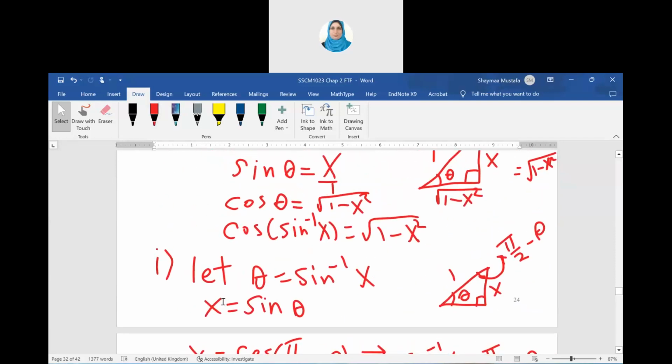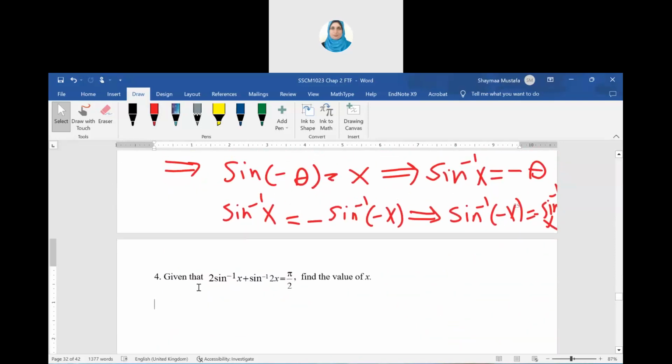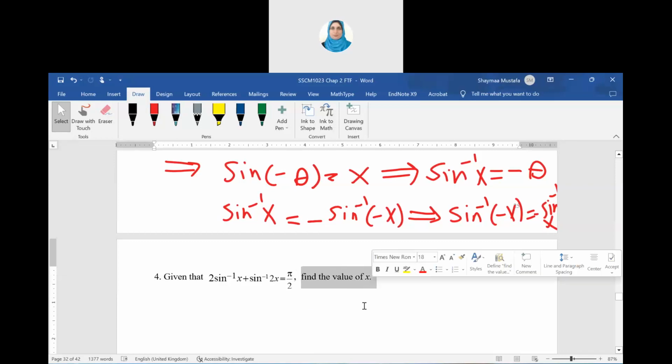So the previous question we proved. In this example, we need to find the value of x that makes this relation true. So here I have this relation and I need to solve to find the value of x. Not to prove this part is equal to this part. Here you need to find the value of x. So in the exam you will be given 3 questions.